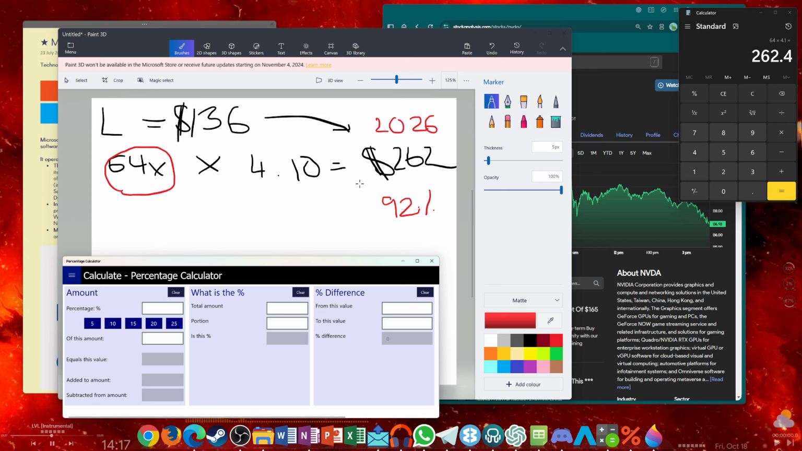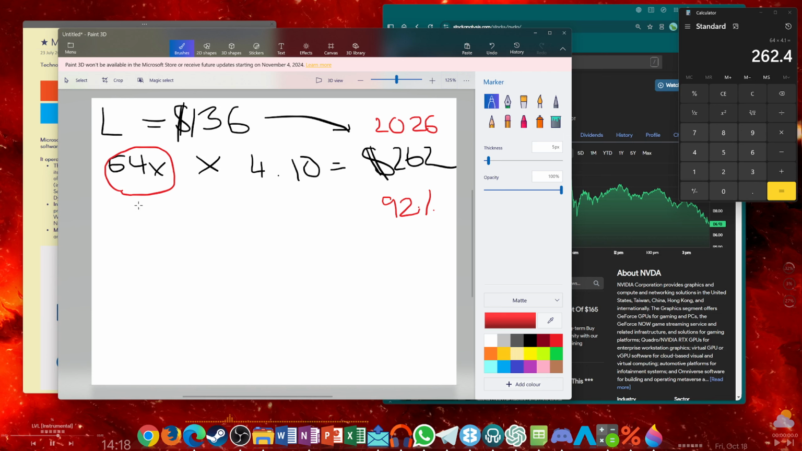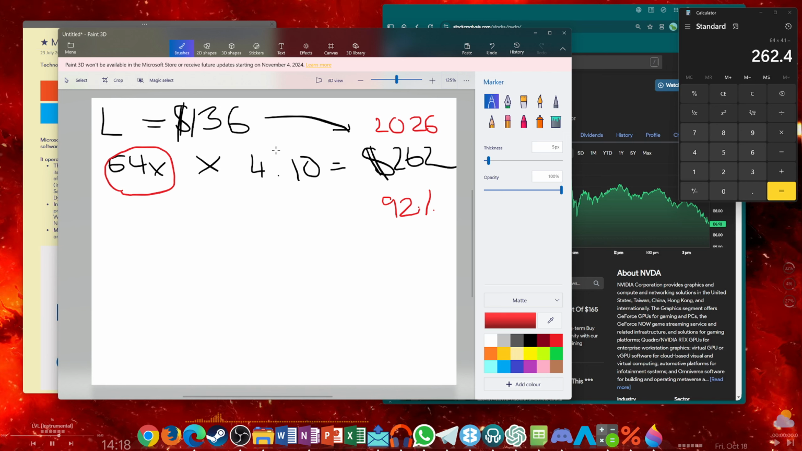But keep in mind this doesn't take into account recessions or bear years, where this could be completely wrong. But this is based on the EPS that they're set to achieve. This is the price target. Now there's another way that you can do this. Obviously if it's 64 times, and also Nvidia tends to beat their EPS, this could be higher.